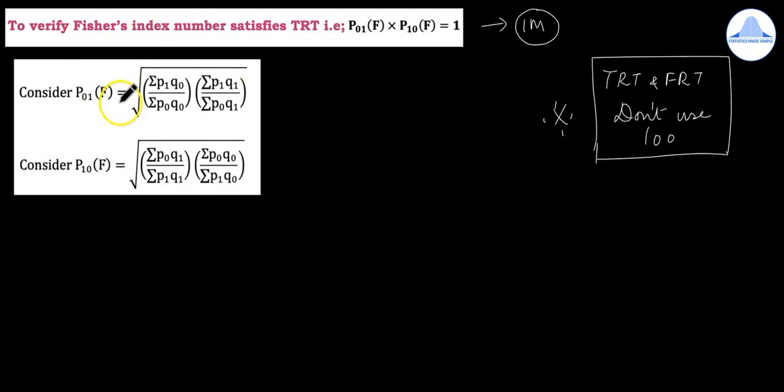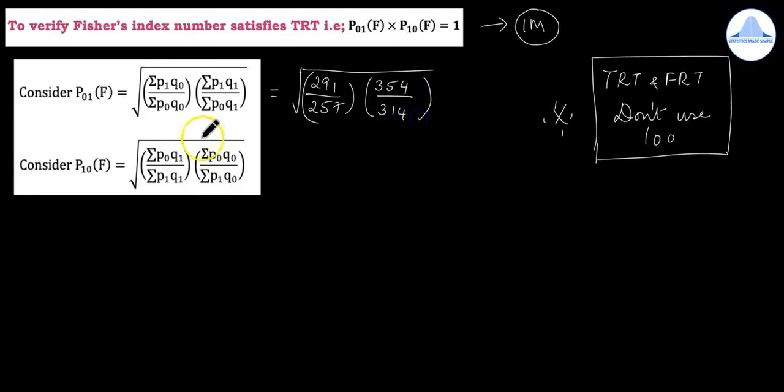So first write the P01 of F formula. It is root of Laspeyres and Paasche's price index number without the 100. See the table and substitute the totals, there's not much calculation over here. Summation P1 Q naught is 291 divided by 257, into summation P1 Q1 is 354 divided by summation P naught Q1 is 314. Write the P01 of F formula correctly, only then can you write the P10 of F formula correctly.